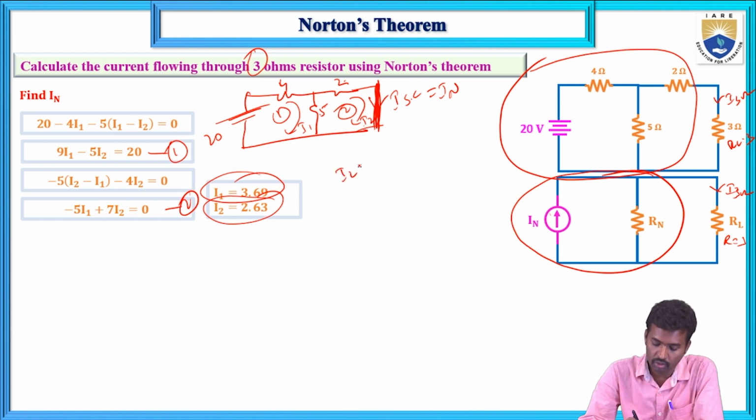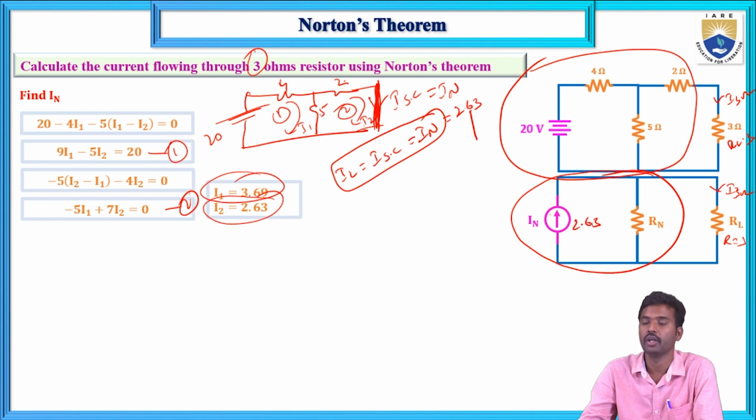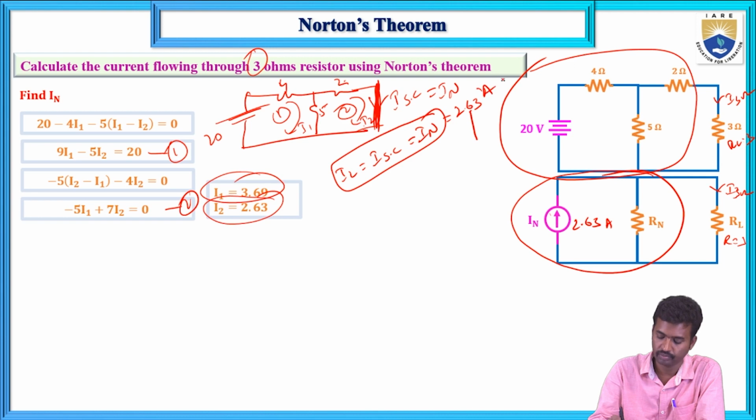Here we need the I2 current only. Here the I2 current equals the short circuit current. That short circuit current is known as the Norton's current. That equals 2.63. You can substitute it here. That is in amperes.